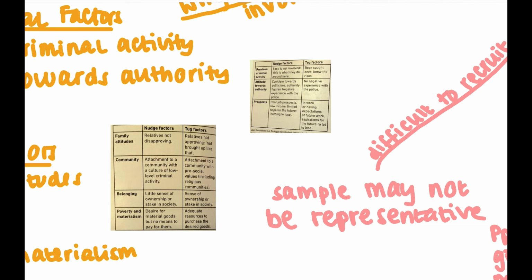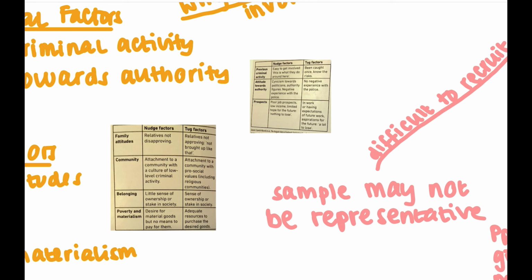The second will be community. So if you were attached to a community with a culture of this low-level criminal activity, so rioting is quite a common thing, it's very much normalised, you're more likely to get involved. If you're more attached to a community with pro-social values, for example, a religious community, you'd be less likely to get involved in that riot.